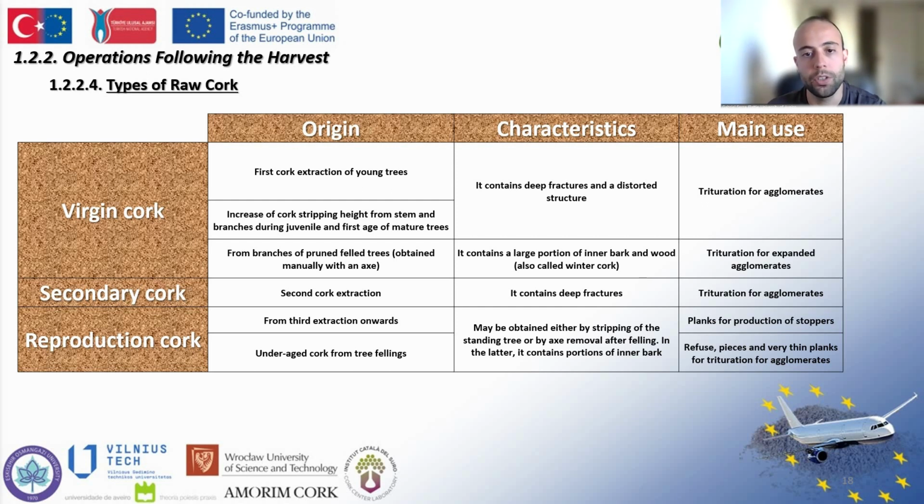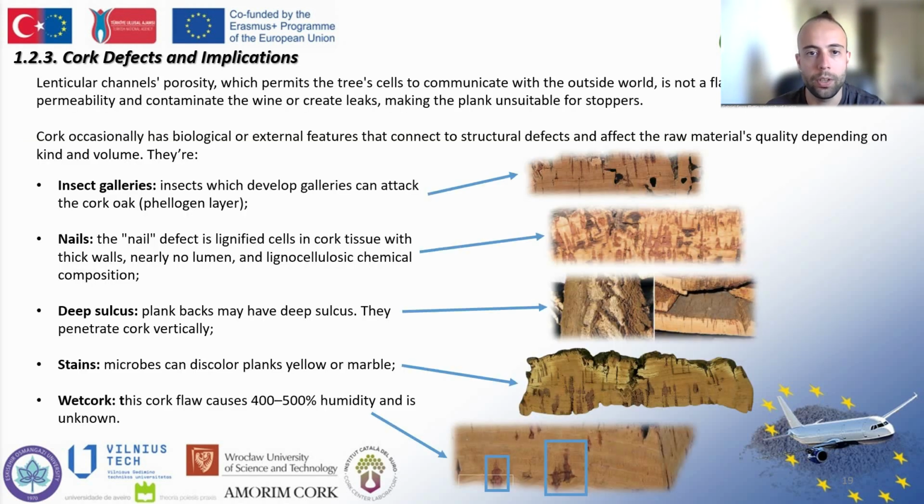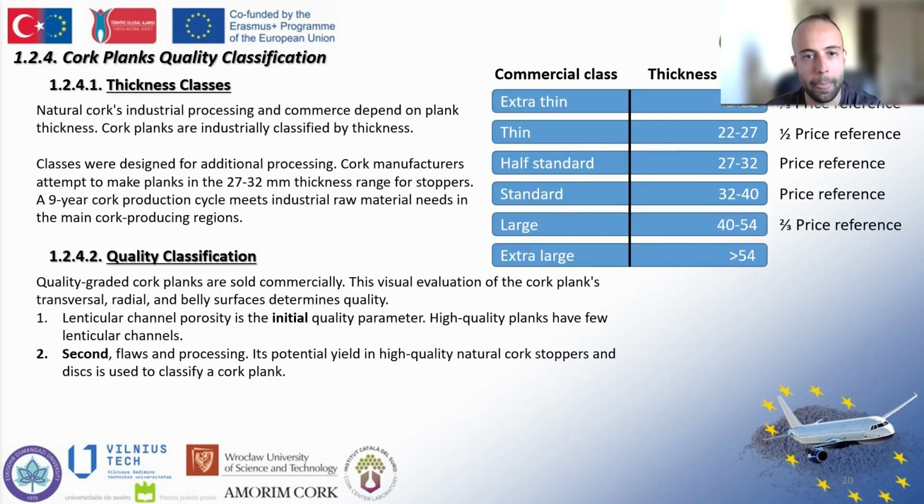The reproduction cork is the best quality one. It happens from the third extraction onwards, when the tree is already around 43 years old. This quality is suitable for the production of wine stoppers. Cork defects affecting its quality include insect galleries, nail defects, deep sulcus, stains, and wet cork. These defects make the cork plank unsuitable for the production of wine stoppers.